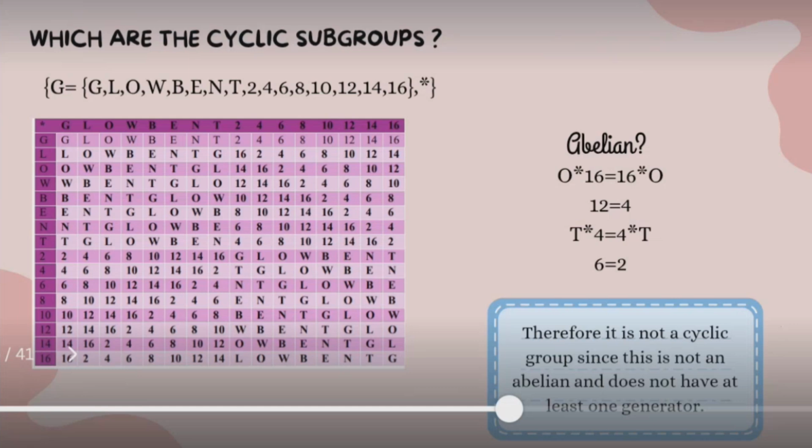We can say that a subgroup is cyclic if the group is abelian and the subgroup has at least one generator. So we will move to the improper subgroup. As we can see, the improper subgroup is the table itself, and this table is not cyclic since, like I said a while ago, it is not abelian and it does not have at least one generator. Next, we will move on to the proper subgroups.